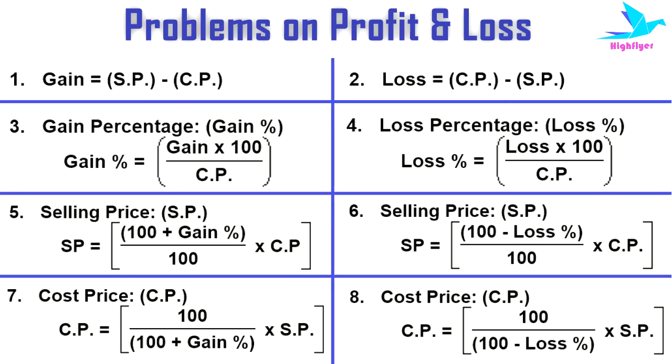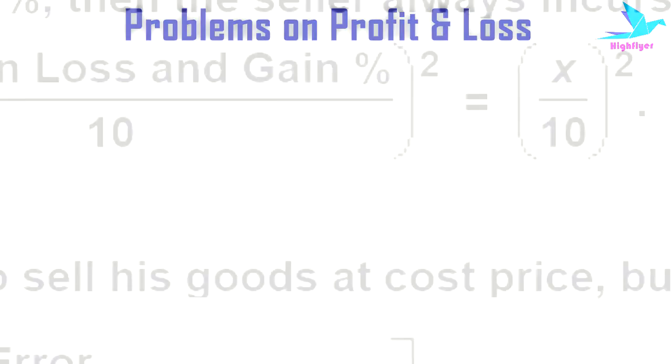Cost price equals 100 by (100 plus gain percent) into selling price. Now cost price in case of loss equals 100 by (100 minus loss percent) into selling price. Now let's see the next formula.